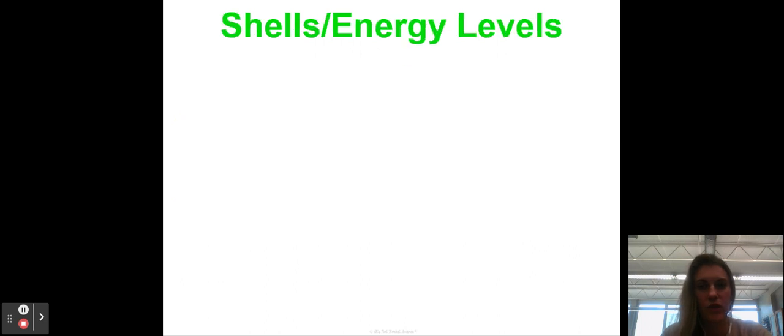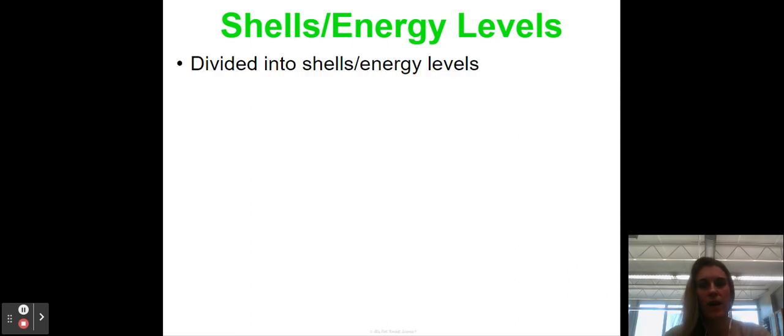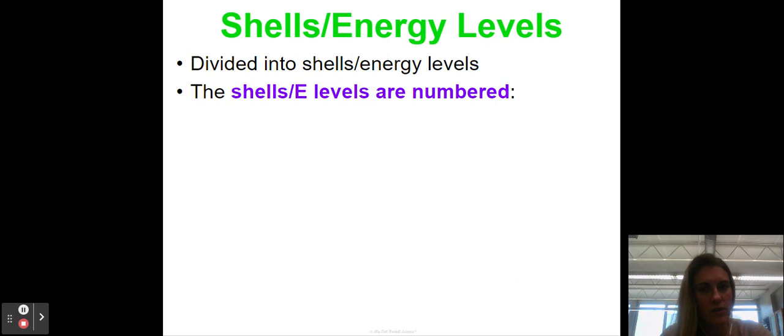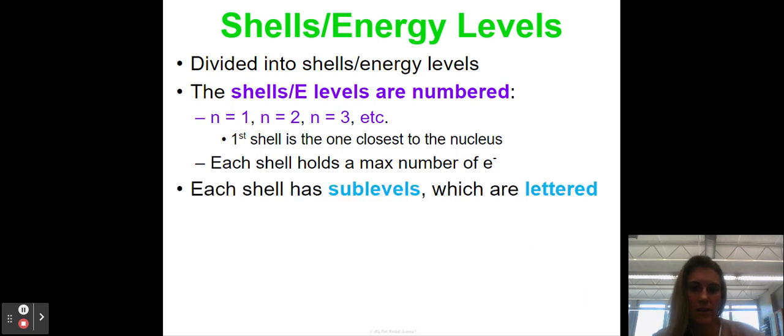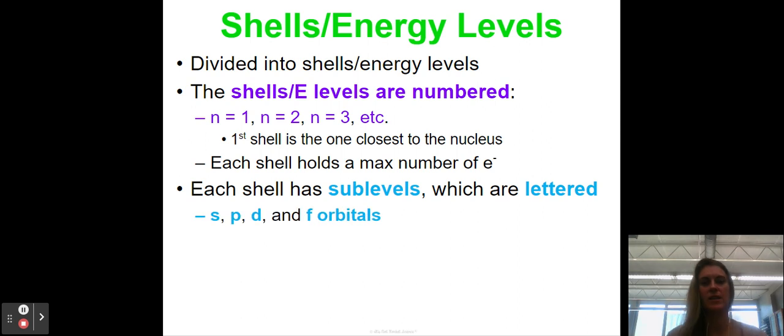Okay, we have what are called shells or energy levels. This is kind of like the top of our hierarchy. I usually use energy level terminology, shells, sometimes though, you might see. We number these shells or energy levels like 1, 2, 3, etc. 1 is the closest to the nucleus, and as we get further and further from the nucleus, the numbers go up. Each shell holds a maximum number of electrons. Each shell has what are called sublevels, which are lettered S, P, D, and F.